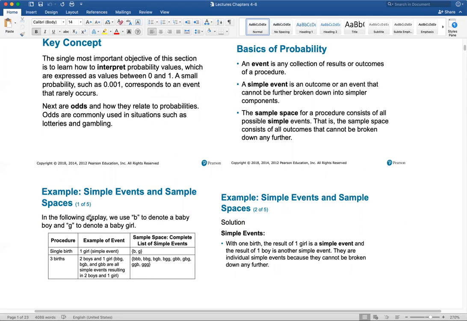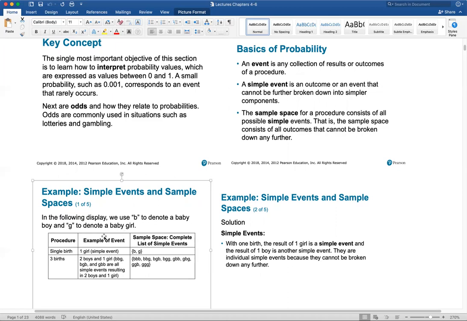In the following display, we use B to denote a baby boy and G to denote a baby girl. The procedure is a single birth. An example event can be one girl. I told you an event is any collection of results or outcomes of a procedure, but the more accurate definition is that an event is a subset of a sample space, just a group of the outcomes we are interested in.